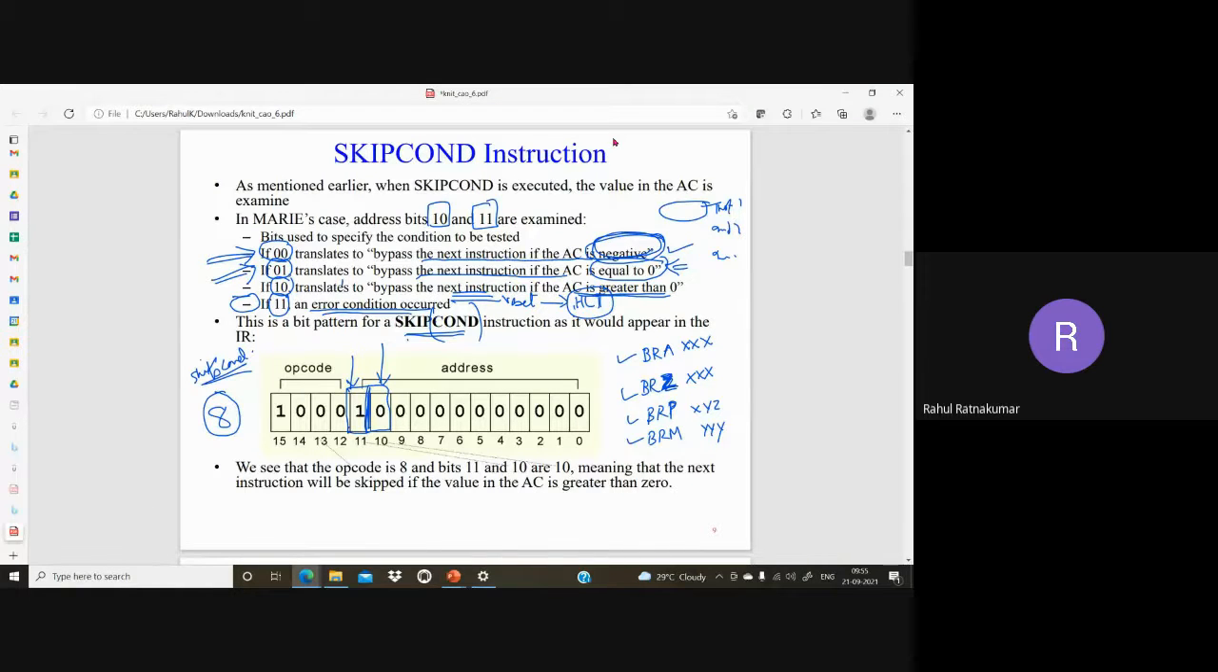Likewise here, we have branch if 0. The branch if 0 can be executed in MARIE using this instruction, 0, 1.